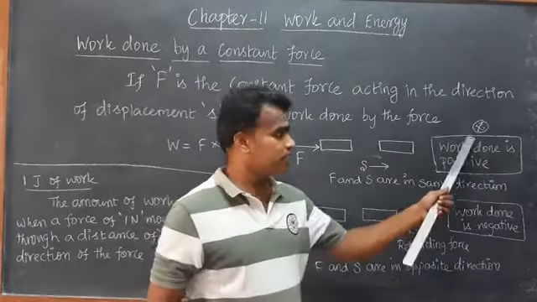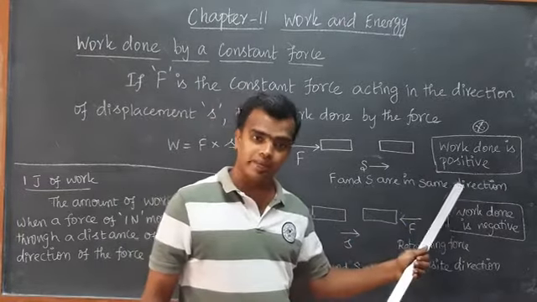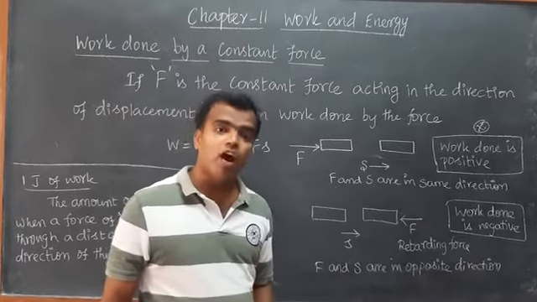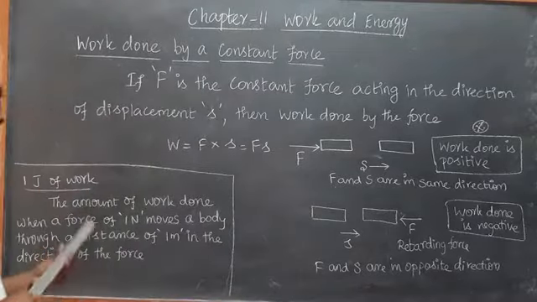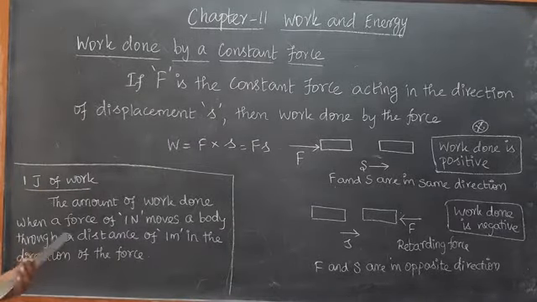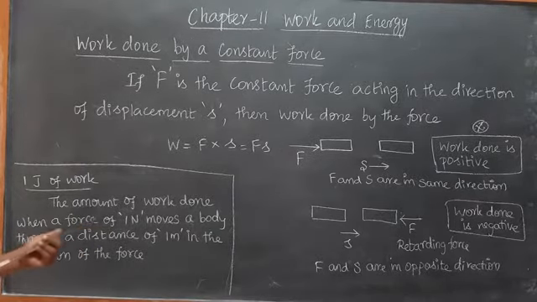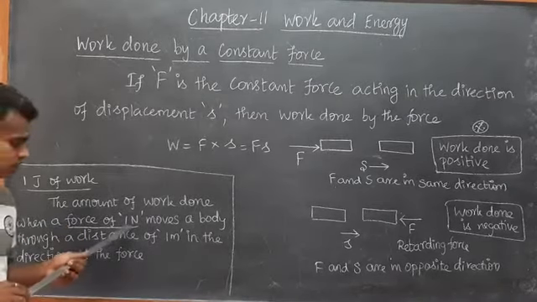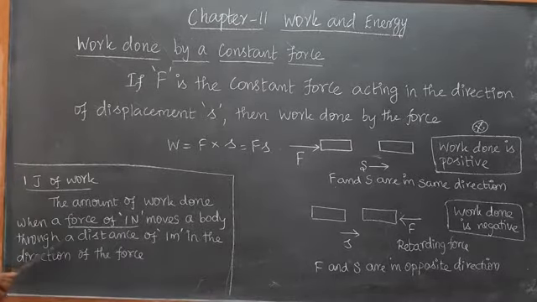When is work done positive? When F and S are acting in the same direction. When F and S are acting in the opposite direction, that time work done is negative, right? And here we are going to define 1 joule of work. What is 1 joule of work? The amount of work done when a force of 1 Newton moves a body through a distance of 1 meter.